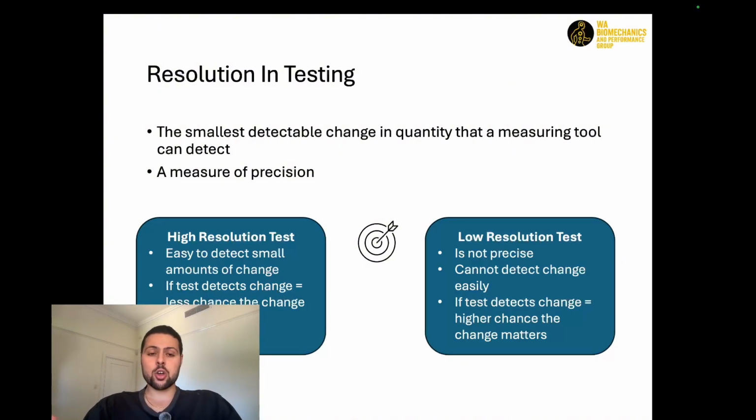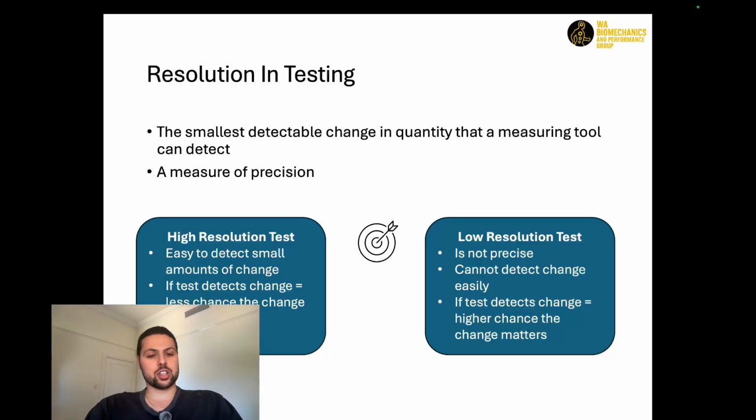It's a bit wordy, but an example of a high resolution test would be the digital scale at home that you weigh yourself on. You weigh yourself one day, you have a massive feed, you weigh yourself an hour later, and you've gone up 200 grams. The test is telling you things have changed, but does it really matter? Not really. It's not clinically meaningful. But it might start to become meaningful if you see a 5 kilo difference in that hour. That's when you go, hey, what the hell's going on here? That's probably meaningful.